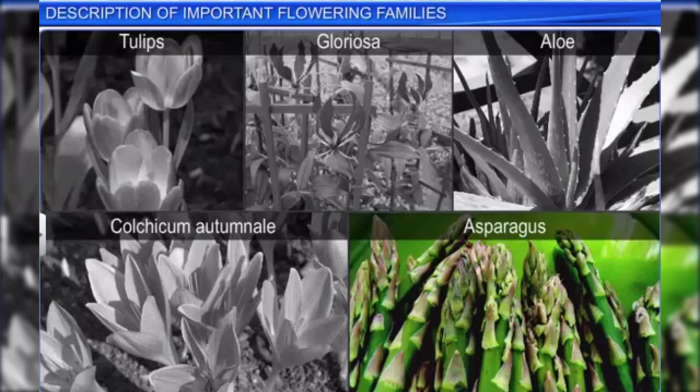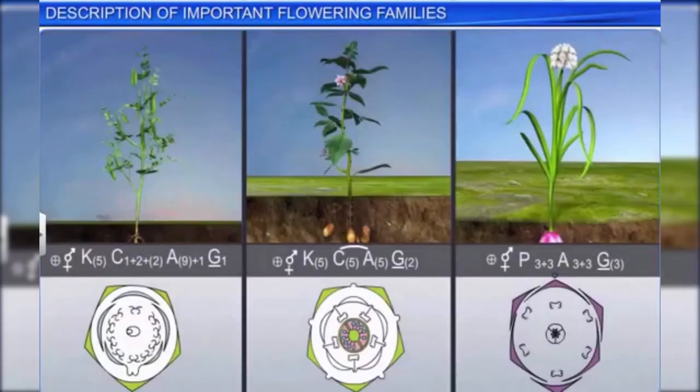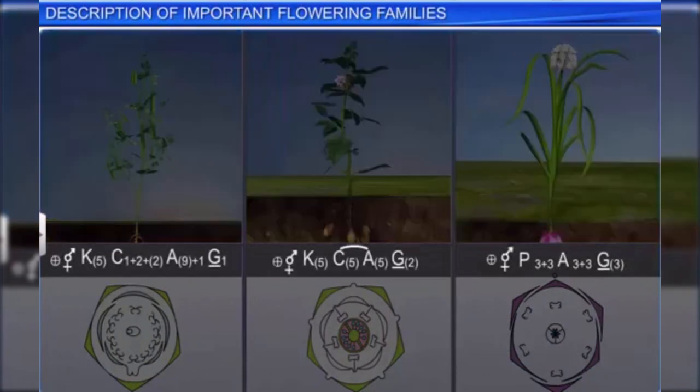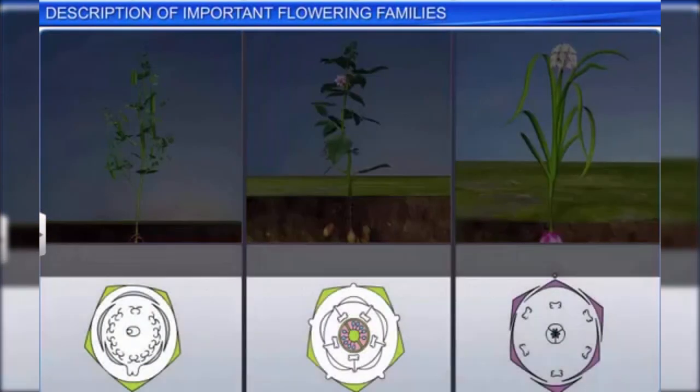Therefore, the description of a flowering plant includes its vegetative characters, floral formula, and floral diagram, and provides vital information about the plant.